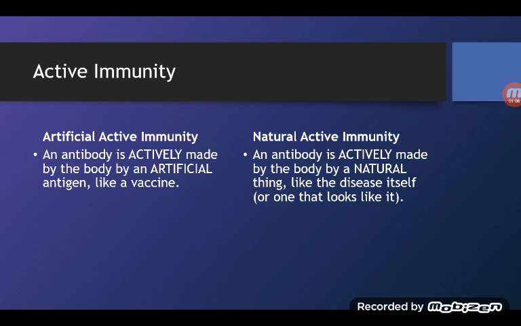Artificial active immunity. An antibody is actively made by the body by an artificial antigen like a vaccine. Natural active immunity, an antibody is actively made by the body by a natural thing like the disease itself or one that looks like it.